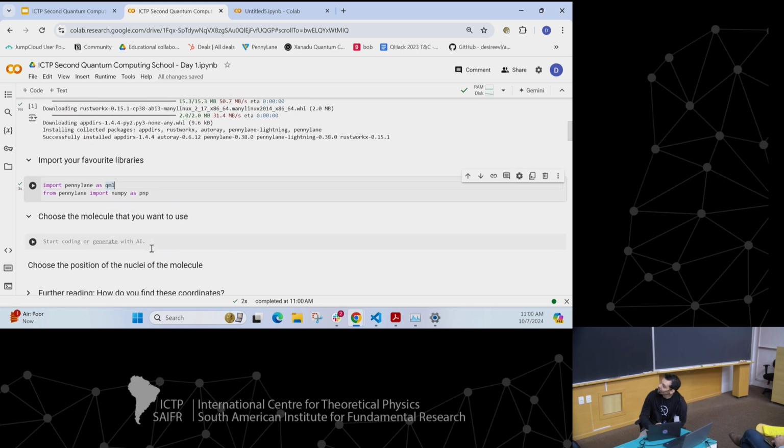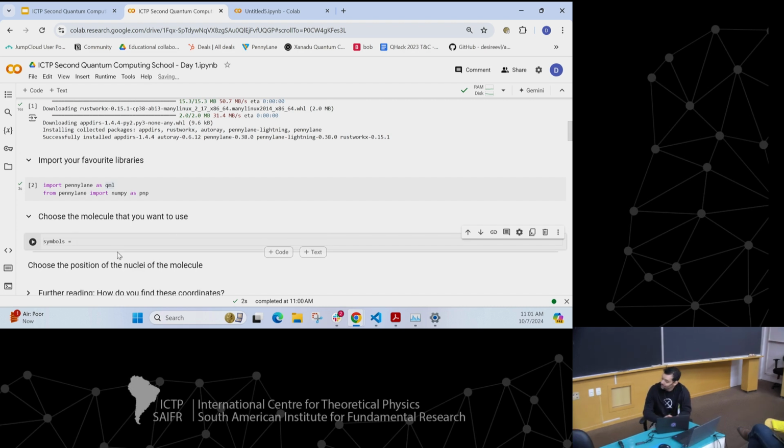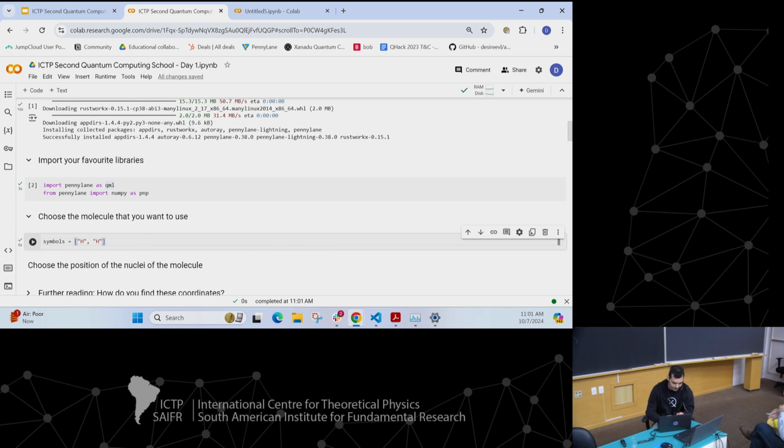Okay, so the way that these computations usually start is you need to define the molecule that you're interested in. The way you do it is we're going to define the atoms that make up our molecule. Let me just change something here. So we're going to do this for the H2 molecule. So we're going to have 2 hydrogen atoms in our molecule. And then run this.